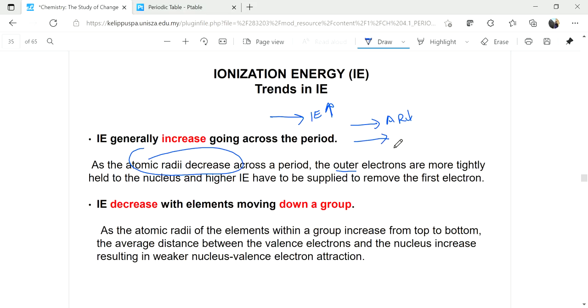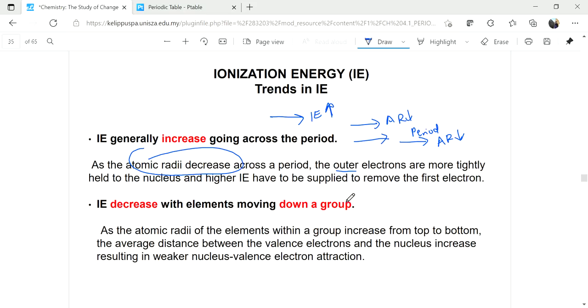Across the period, atomic radius decreases. When the atomic radius decreases, the attraction of the electron towards the nucleus is higher, so the electron is more tightly held to the nucleus. So we need higher energy to remove the first electron. That's why across the period, the ionization energy increases.